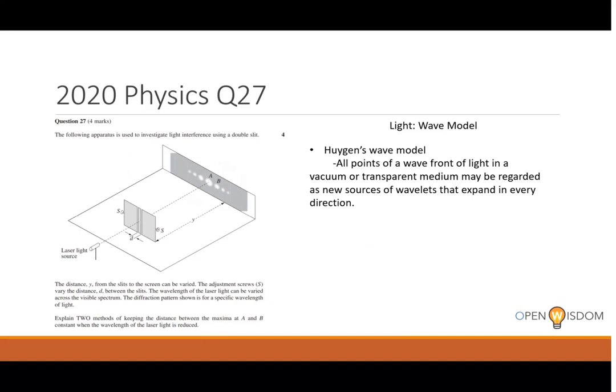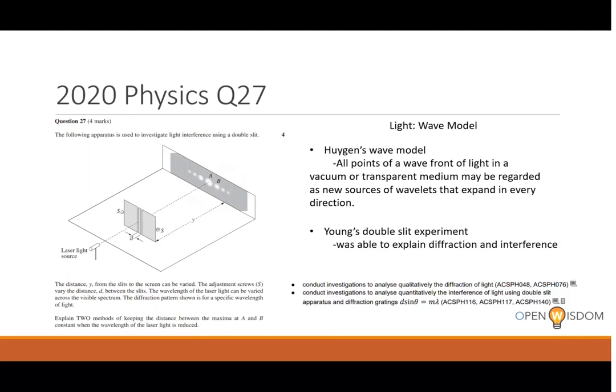It should be clear enough now that the diagram here is talking about Young's double slit experiment, and he was able to explain diffraction and interference pattern, which supported the wave model. Now here are some of the relevant HSC dot points that you should refer to when you answer this question.